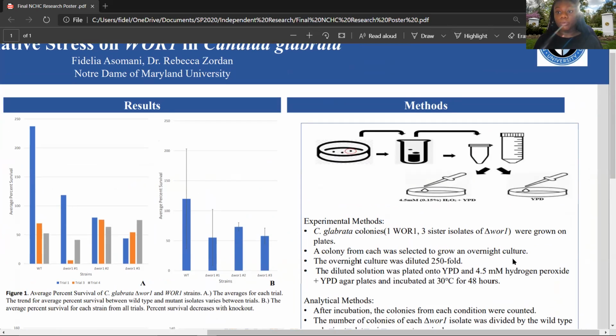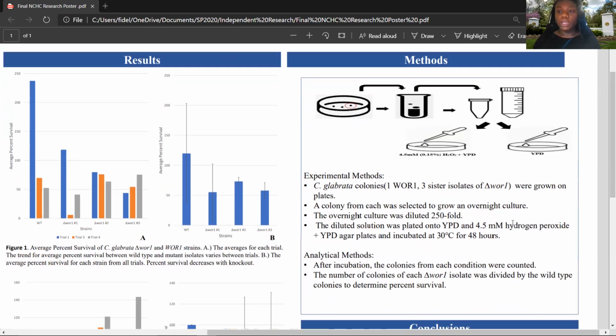Then I would take a colony from each plate and then grow it in an overnight culture. Then I would take the overnight culture and dilute it 250-fold. That diluted solution was then plated onto YPD and 4.5 millimolar hydrogen peroxide. And the control would be just YPD agar plates, and I would incubate both of the plates at 30 degrees for 48 hours.